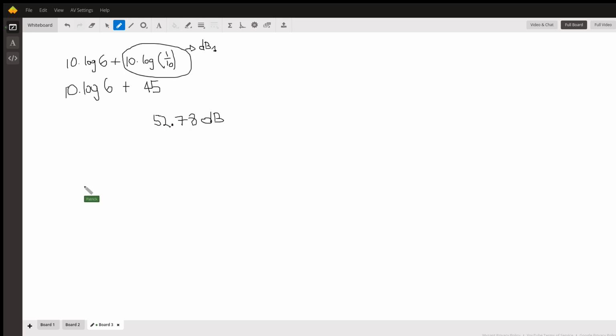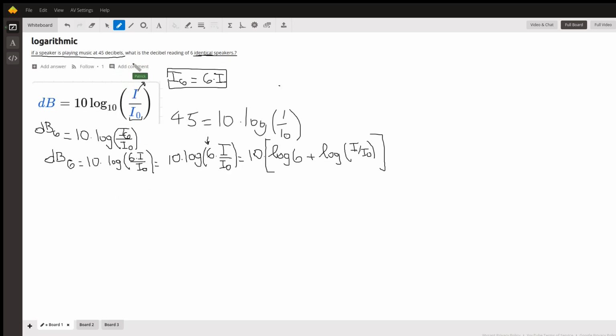So to conclude, if one speaker is playing music at 45 decibels, 6 identical speakers will play 52.78 decibels.